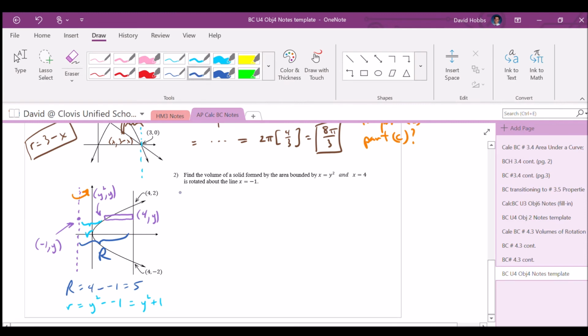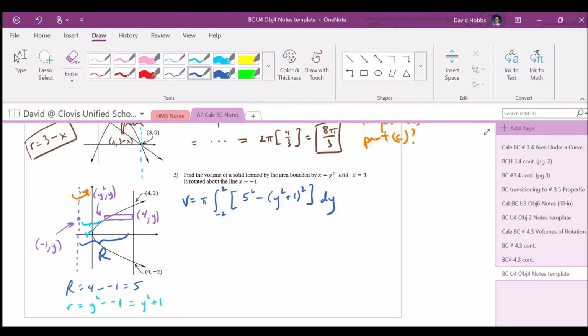Okay, so my volume, pi. Now everything's in terms of y's now. So lowest elevation, -2, to the highest elevation, 2, pi big R squared. Okay, so my big R is 5. 5 squared, obviously it's 25, but we're setting it up right now, so I'll just leave it that way. And minus the little r squared dy, because we're doing horizontal rectangles.